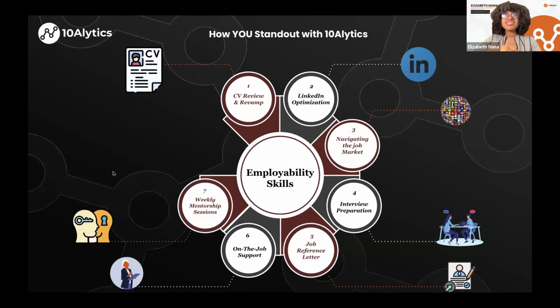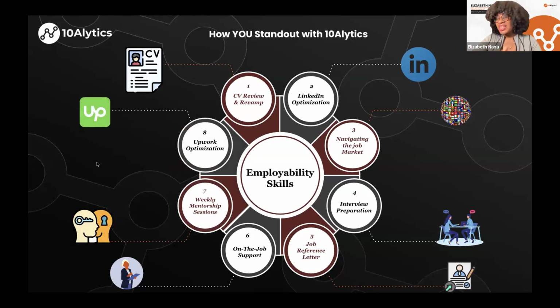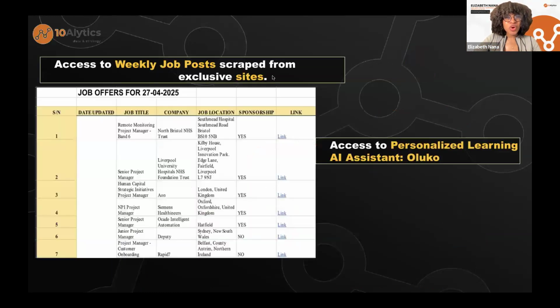Next, we have weekly mentorship sessions. Like the name implies, you need mentorship. You need a mentor. Come on, every one of us on this call, we need mentors. Now, every single week you have a mentorship session. You get to learn different things. We bring recruiters from top global companies to come and speak to you as well and just mentor you, get you in the right headspace. And finally, last but not the least, Upwork optimization sessions. So for my people on this call that are interested in freelancing, getting contract jobs, the same way we're teaching you how to optimize your LinkedIn profile, we'll also teach you how you can optimize your Upwork as well.